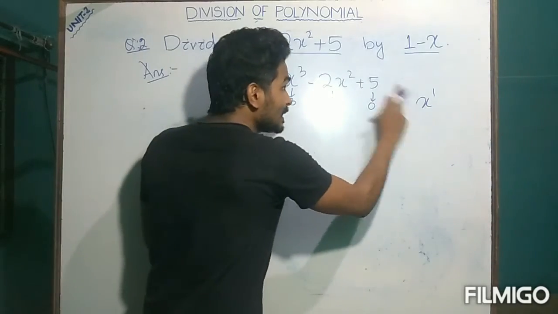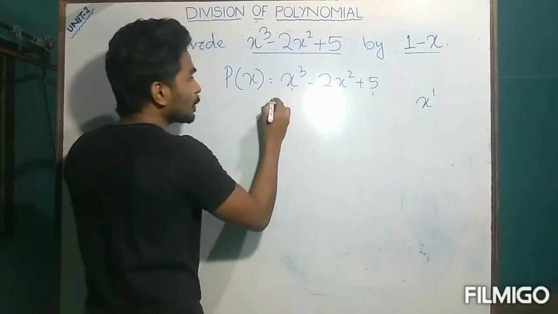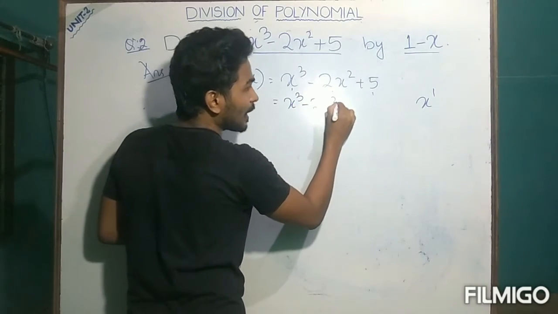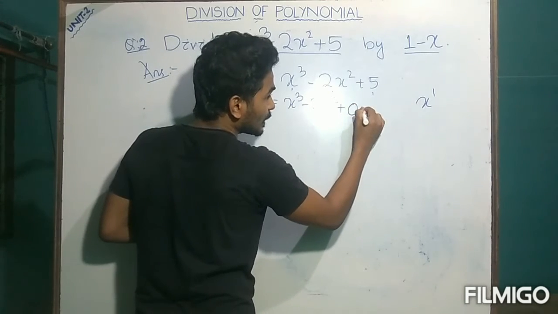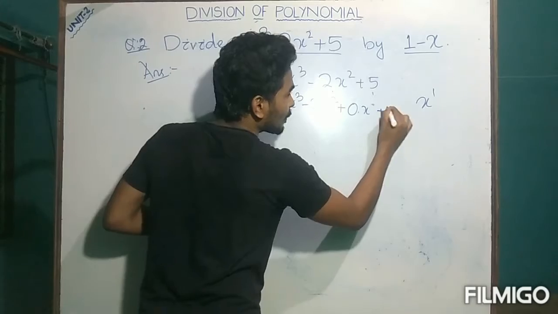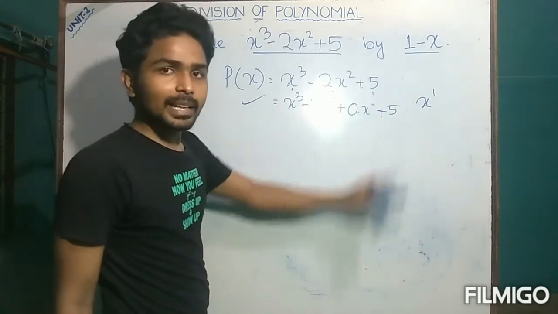So we can add this term with the original polynomial. So we can write the polynomial as x to the power 3 minus 2x square, plus this term is missing. So we can write it as 0 into x to the power 1 or simply 0x, then plus 5. Clear? So this is the dividend part which has been rearranged.